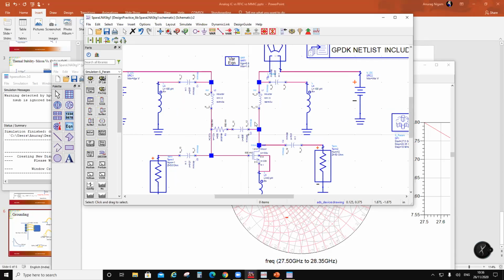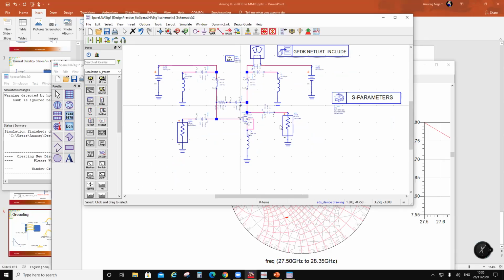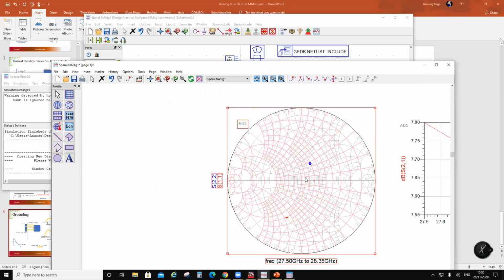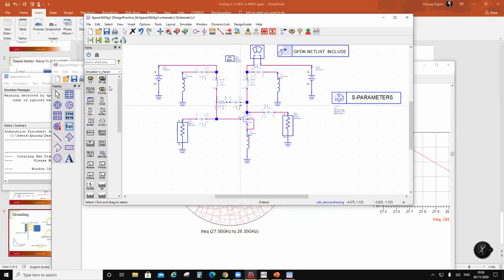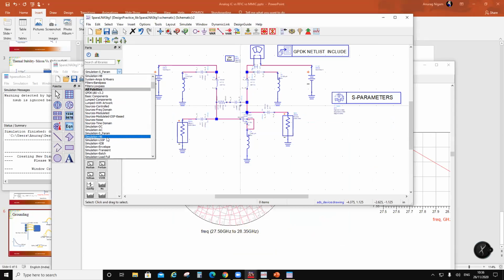Okay, so that's there. Now, let's tune this. Okay, so all I need is this and this. Now, before that, I want to see if it is stable or not. So for that, I need to bring in stability circles. So what are these stability circles?